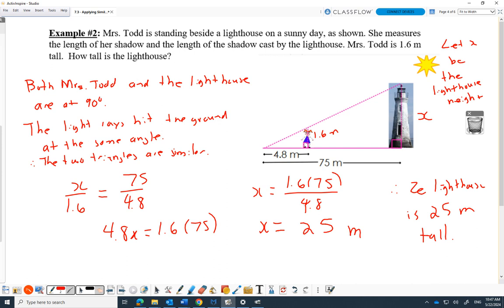This question could be done within the triangles as well. It works. You could have done 1.6 over 4.8 equals x over 75. That totally works as well. And moving forward, we might switch over to that version of it because it gives the exact same answers. You're going height over width equals height over width. That proportion's true as well, and has to be, or else math is broken. Questions there?